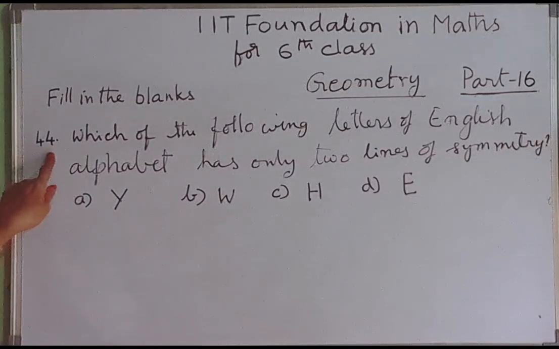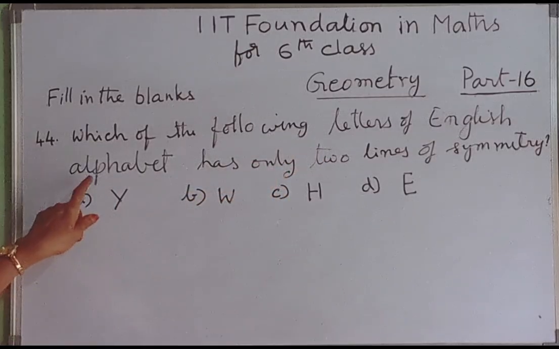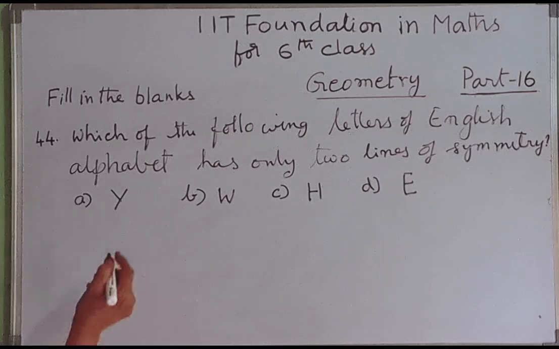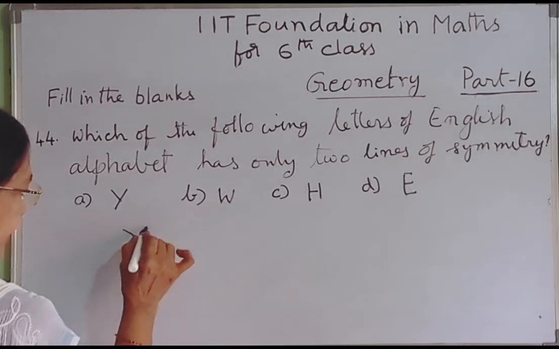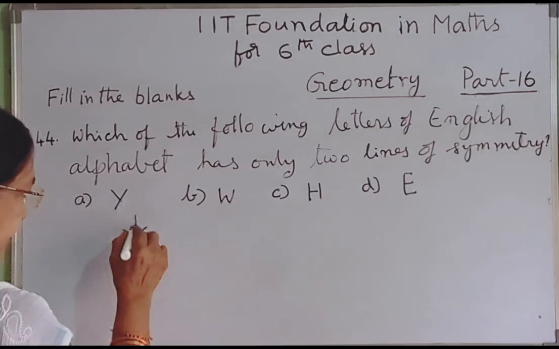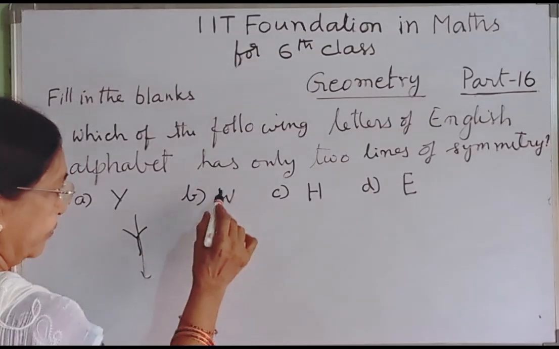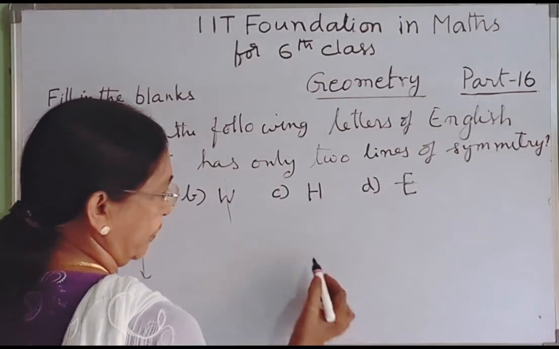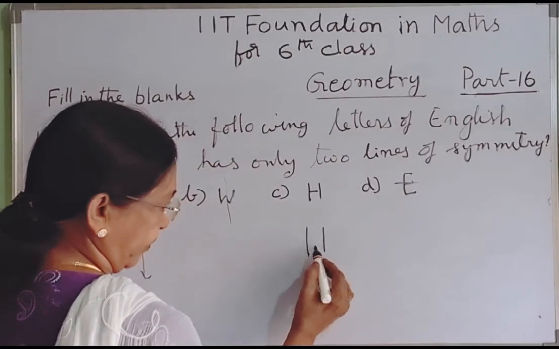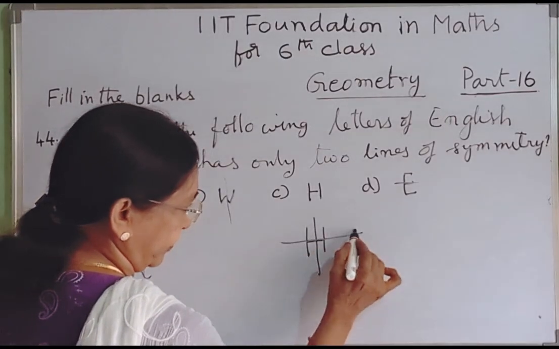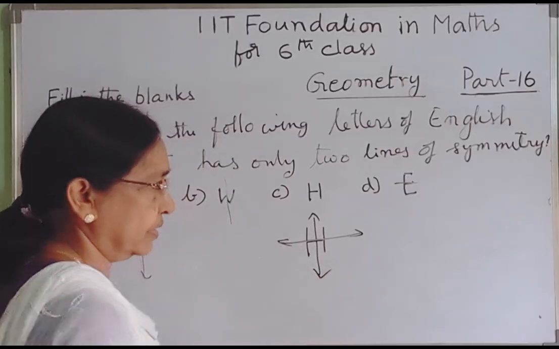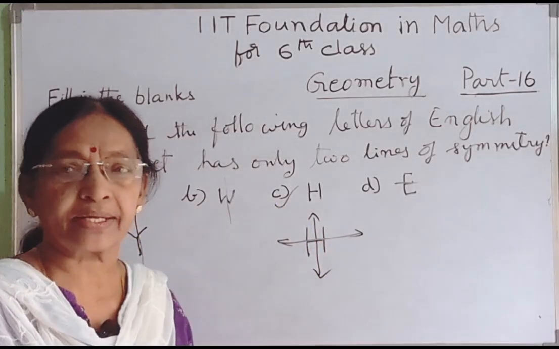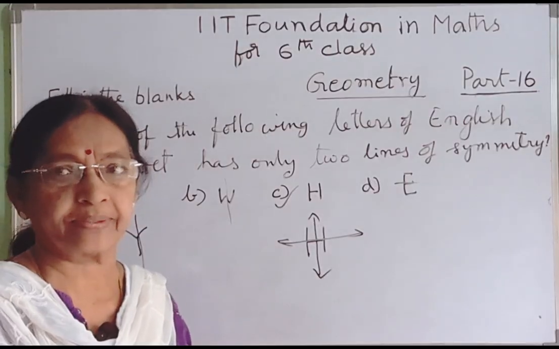Next, 44. Which of the following letters of the English alphabet has only two lines of symmetry? For Y, if we take it like this, there is only one line of symmetry. For W also only one line of symmetry, and for E also only one line. For H, there are two lines of symmetry. These two lines are symmetrical. So the correct answer is H.